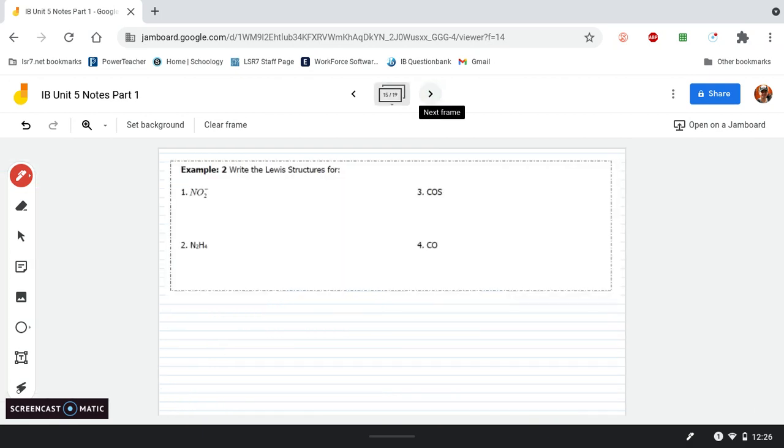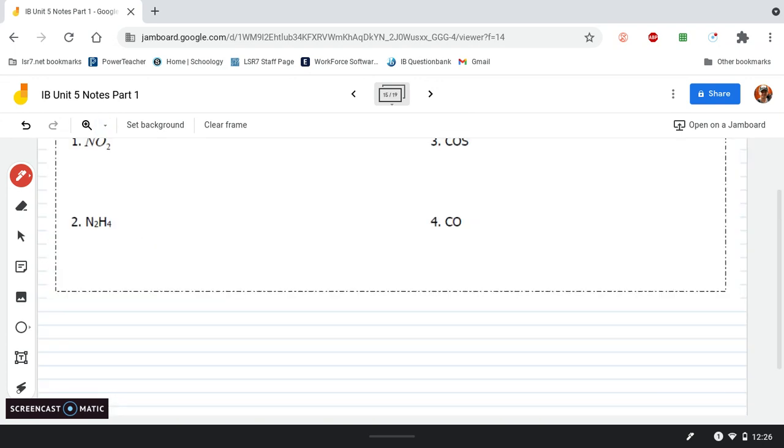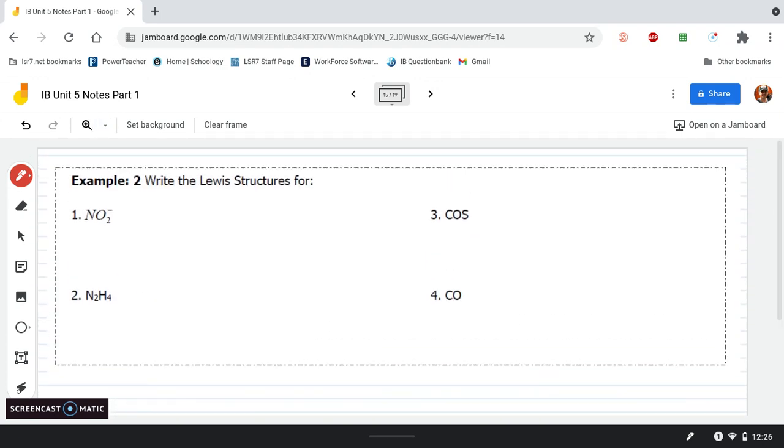Write the Lewis structures for these. We have some for you to practice, so I would like you to try to do these. I will say that number 2 doesn't have a central atom. It has two central atoms, so the nitrogens are hooked up, and then the hydrogens are symmetrical. So not everything is going to be 100% with the central atom, but that's okay. You can still figure that one out. And this one only has two atoms, so you just connect them together, but you still use the same rules to see what the best options are. So pause this, see how you can do.